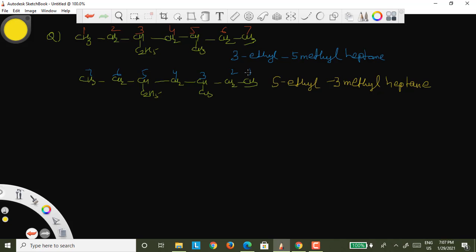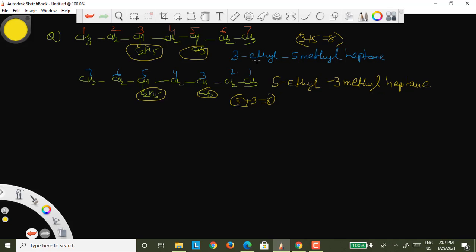Now, if you see the lowest sum rule, or lowest locant rule, in this case the substituents are ethyl and methyl. Here also ethyl and methyl. The sum is 3 plus 5, 8. Here also 3 plus 5, 8. So the lowest locant rule gives equal, and the longest chain is equal. Then which is correct? This compound cannot have two names. Which name would be preferred?